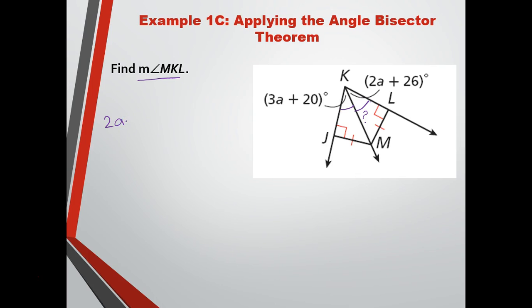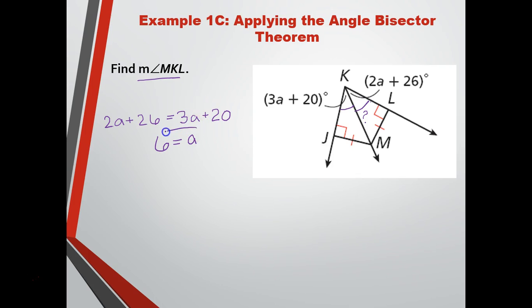So 2A plus 26 is equal to 3A plus 20. All right, so solve this one. Subtract 2A from both sides, you get A. Subtract the 20 from both sides, you get 6 over here. So A is equal to 6.